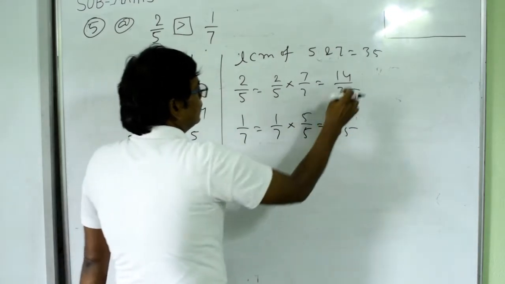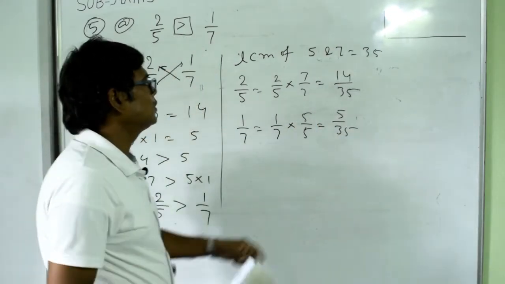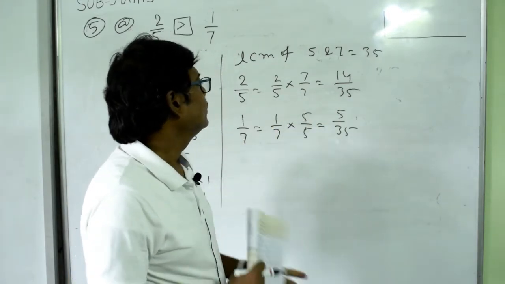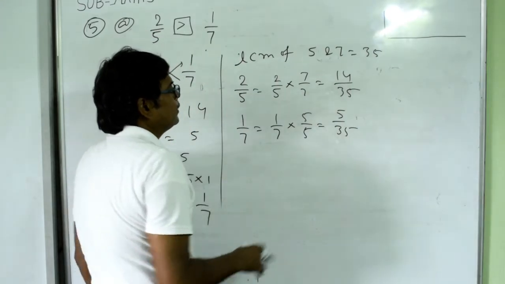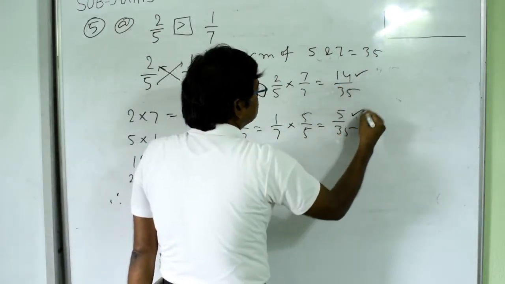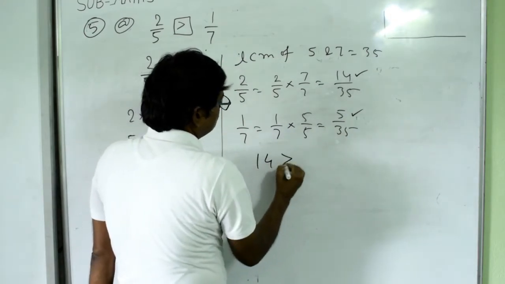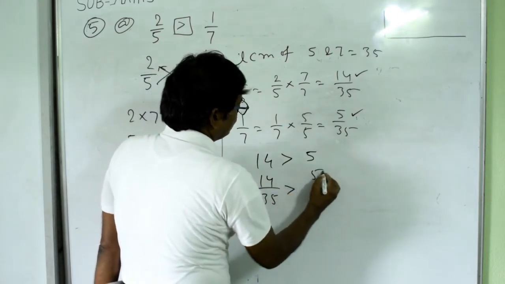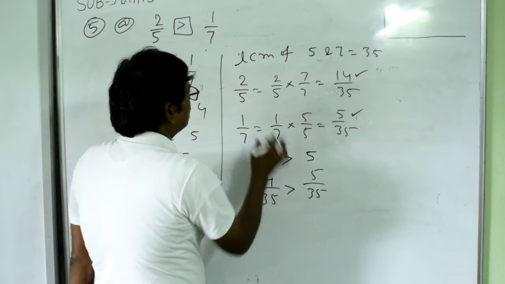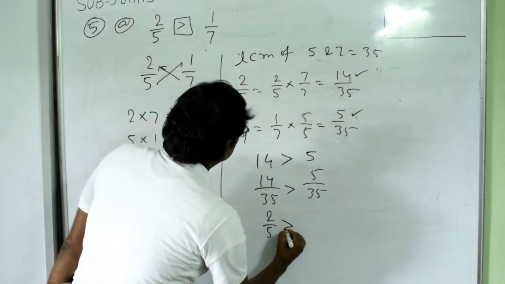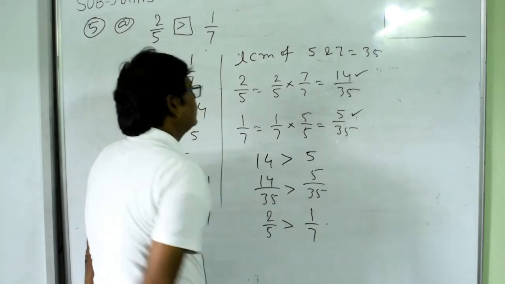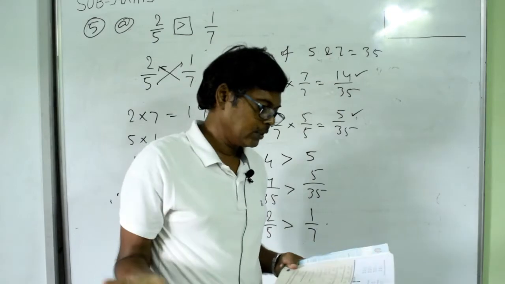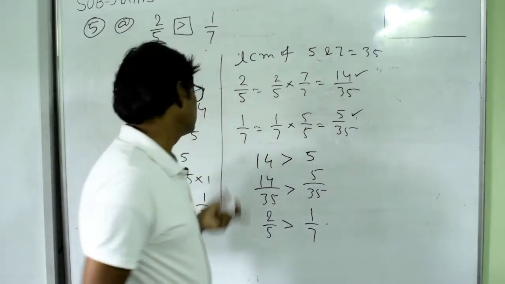Now see that we have these two equivalent fractions. This is the equivalent fraction for this, and this is the equivalent fraction for this. Now both have the same denominator. If you compare, this is your 14 and this is your 5. So 14 is larger than 5, so 14 by 35 is larger than 5 by 35, and therefore 2 by 5 is greater than 1 by 7. So in this way we can compare by using this method also, and also by this method.